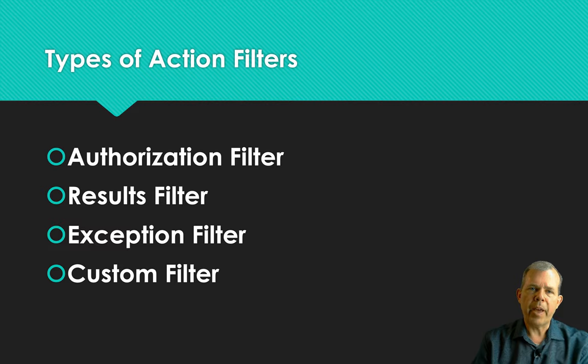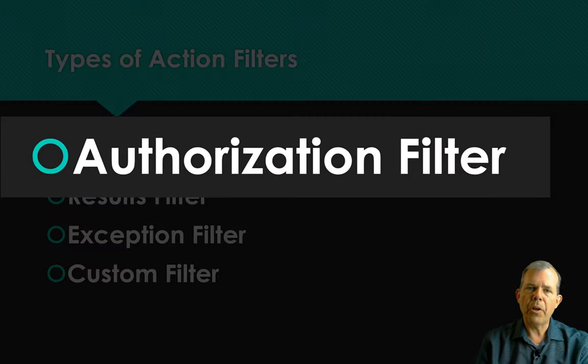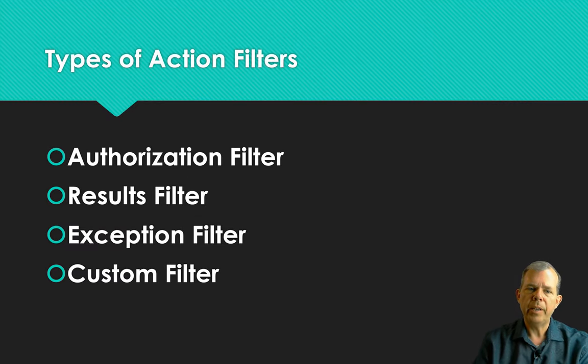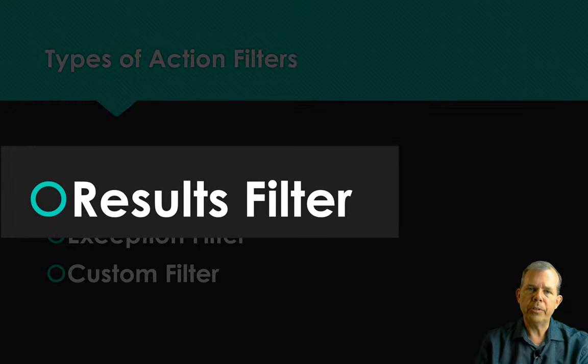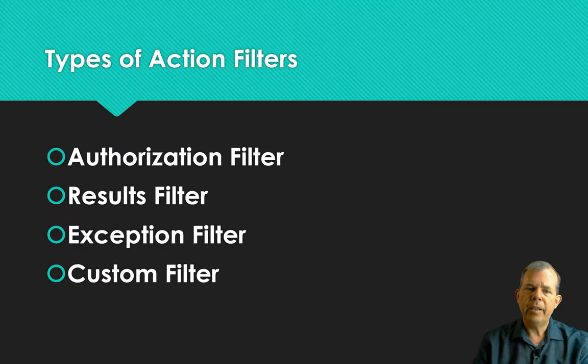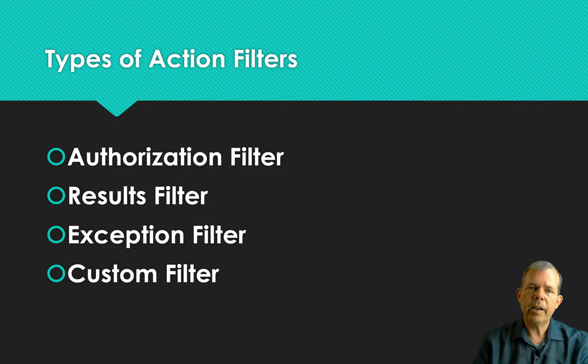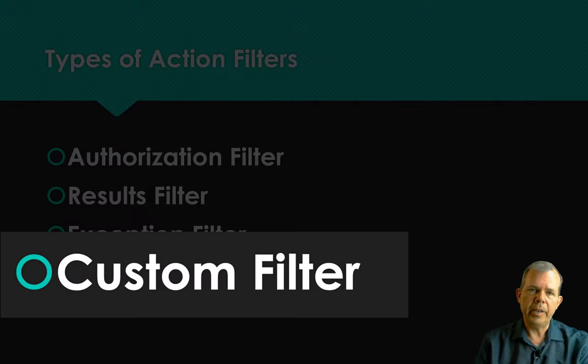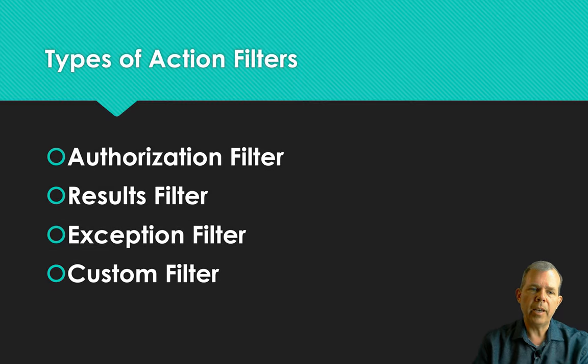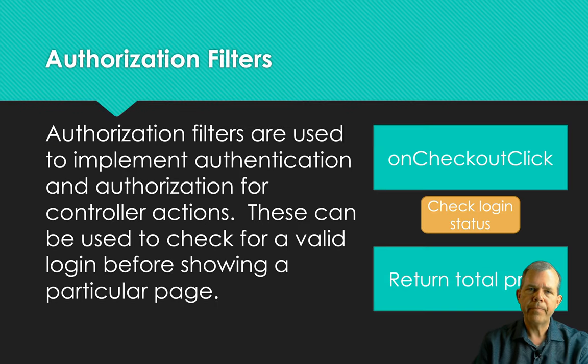There are several types of action filters that we can work with. The first example that I just showed you would be an authorization filter. Check to see if somebody's logged in before we do anything. We can also do a results filter, which means check to see if the results need to be modified a little bit. Exception filters would be used for checking for errors to make sure that your page just doesn't crash. And then finally, a custom filter is what we're going to design, which allows you to use any combination of the first three.